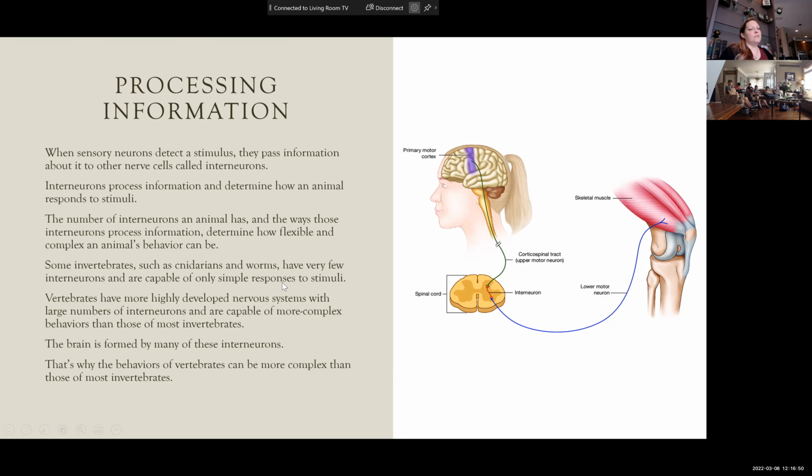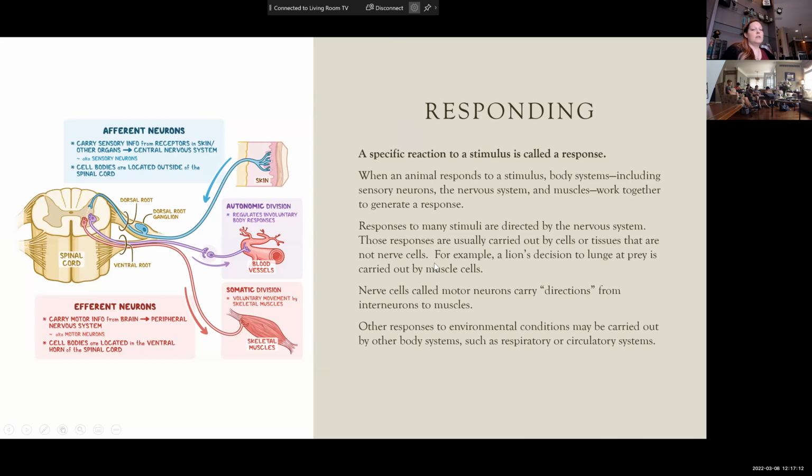So a lot of these guys have very few of them, and they aren't capable of responding to complex stimuli, only really simple stimuli. And then vertebrates tend to have more highly developed nervous systems, obviously, because they're more developed organisms, and more complex behaviors because of that. So the brain's formed by lots of these little interneurons, and that's why the behaviors of vertebrates can be more complex than most invertebrates. So y'all see how this works.